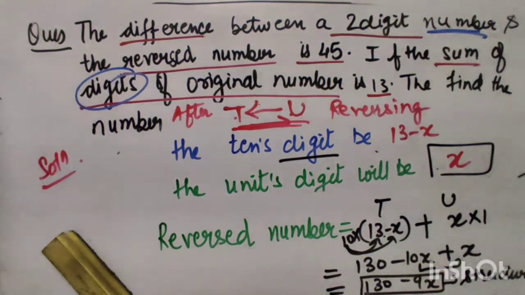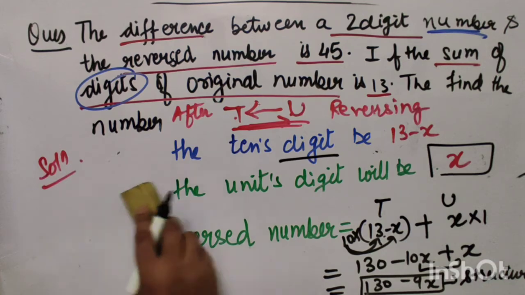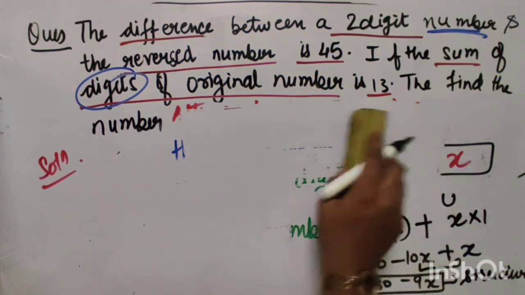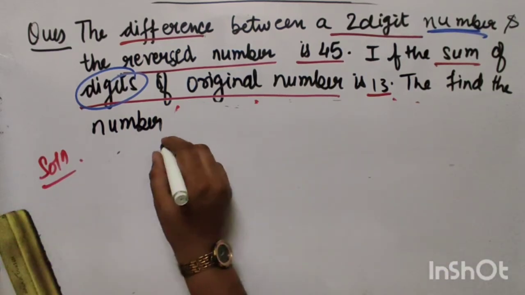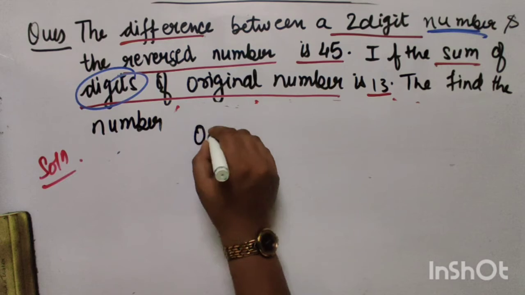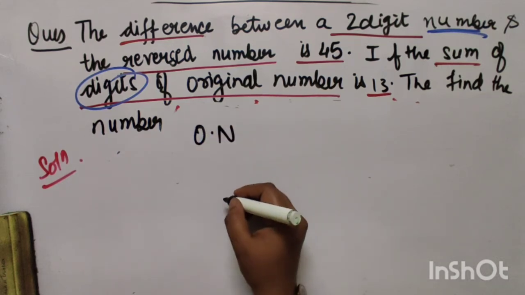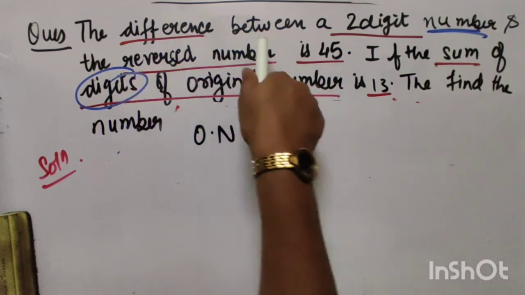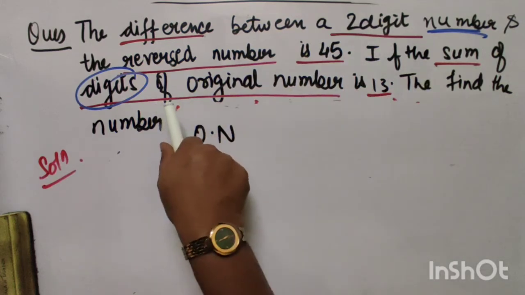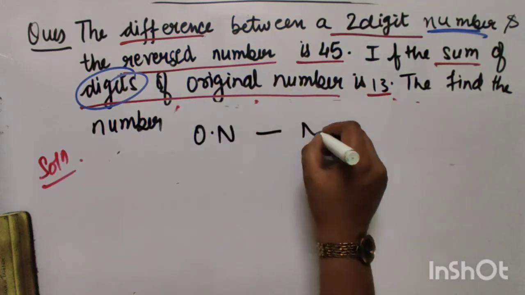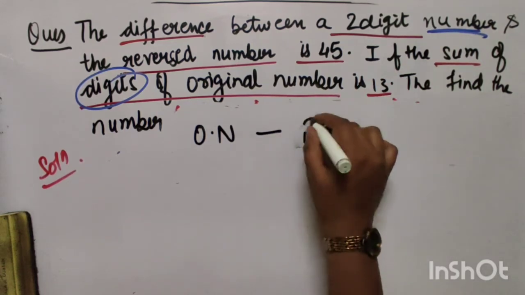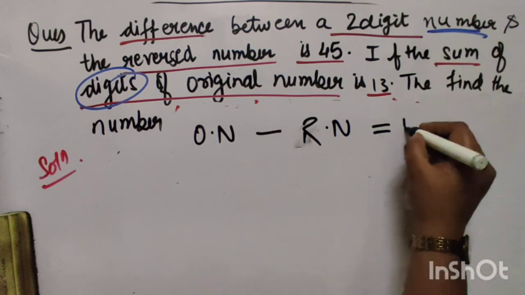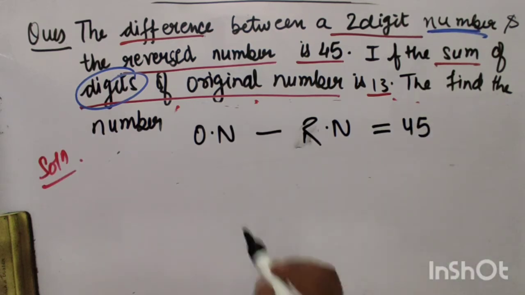Now finally we can form the equation. So let's form an equation, because we have to find out the original number, right? So what was the equation? The difference between the original two-digit number and the reverse number. So original number minus new number, or as we have utilized the concept here, reverse number, will be equal to 45, as per the question.